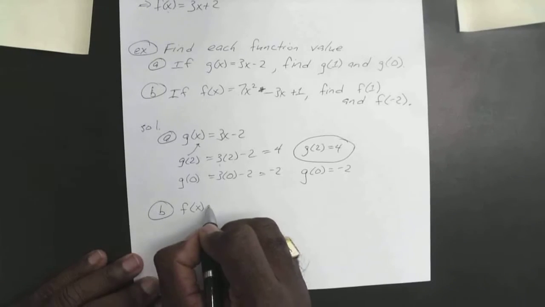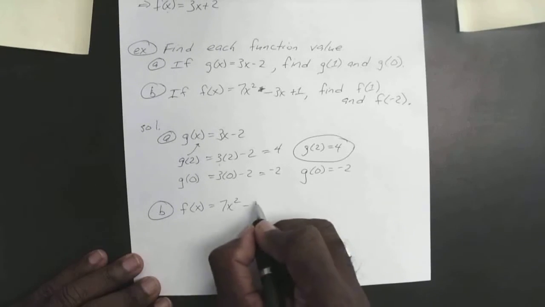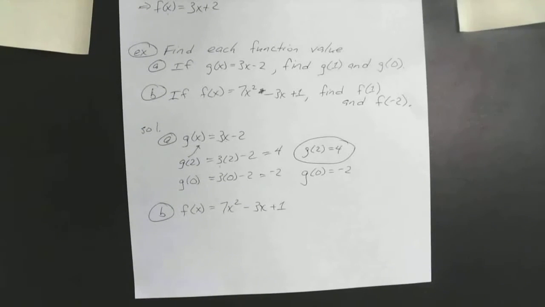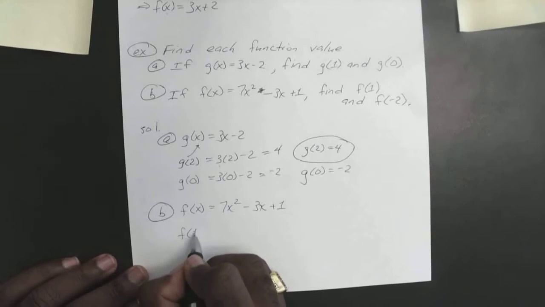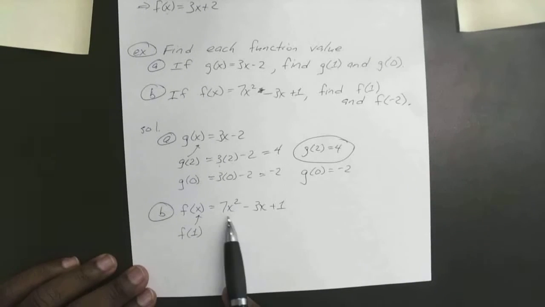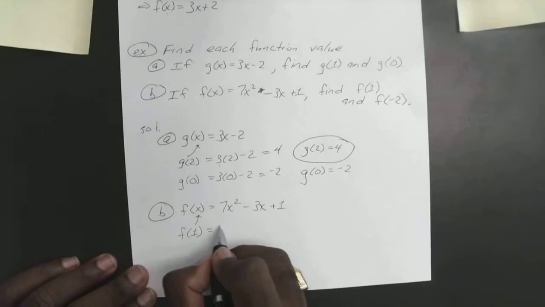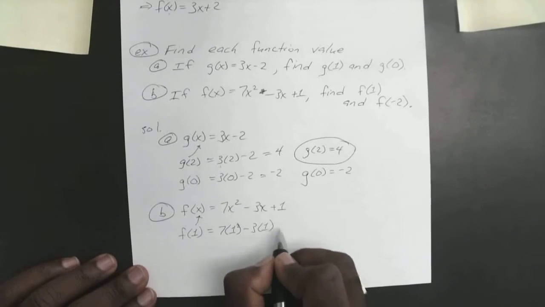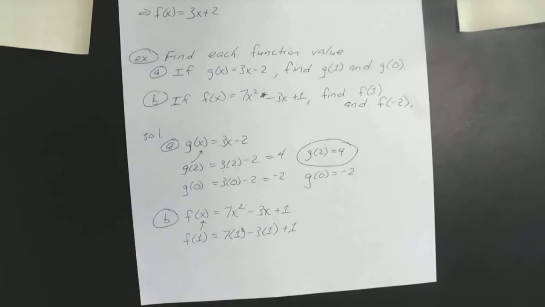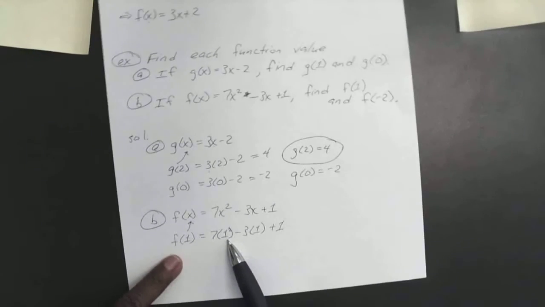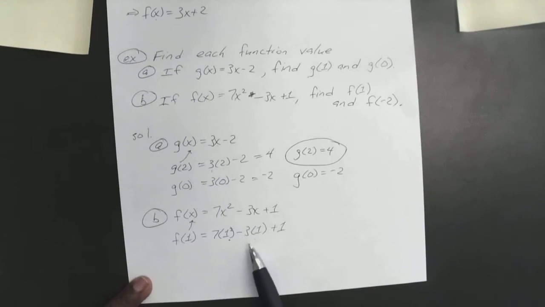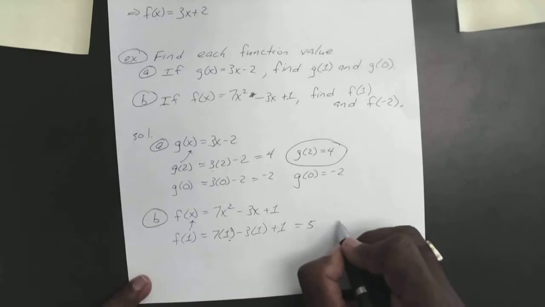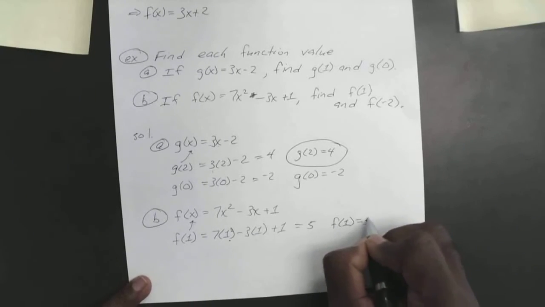So we know our f of x is equal to 7x squared minus 3x plus 1. If we want to find f of 1, we just replace every x here with 1. So 7 times 1 squared minus 3 times 1 plus 1. 1 squared is just 1. So you have 7 times 1 is 7, minus 3, which is 4, plus 1, which is 5. So we know that f of 1 is equal to 5.